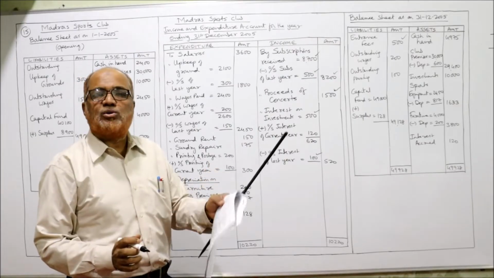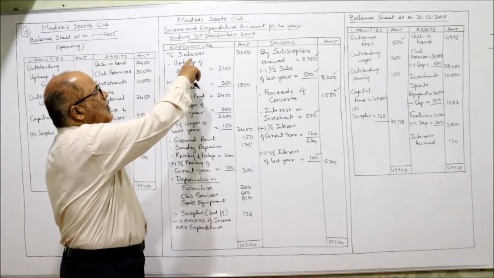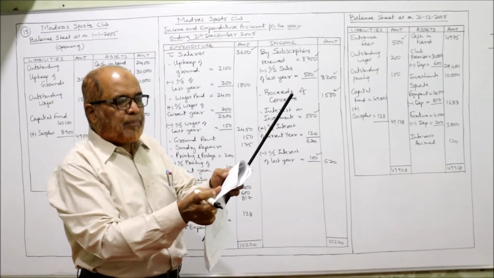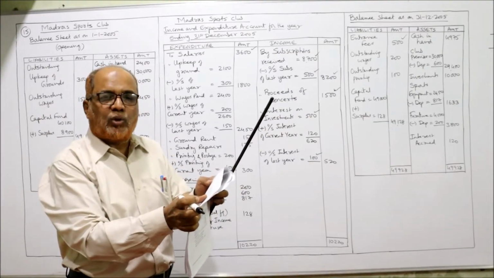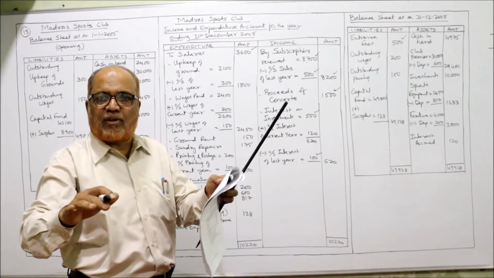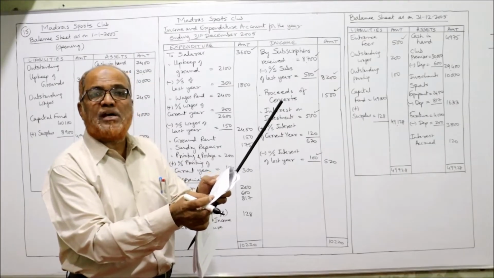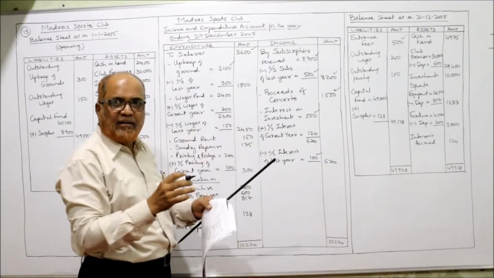Secretary's salary 3,600. Salary paid will be taken as a revenue expenditure. To salaries 3,600 I have taken. Then upkeep of ground. This is also one of the expenses, a revenue expense. So upkeep of ground, maintenance of ground, C point. First actually 2,100 rupees are paid.